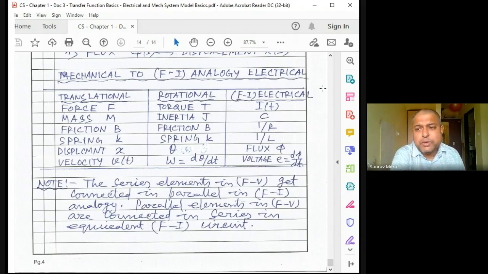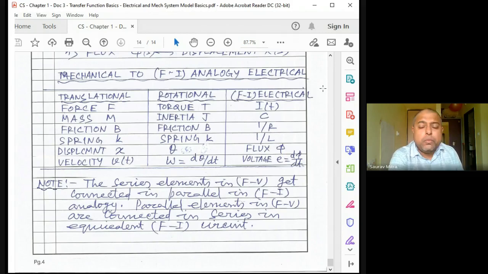Now the last thing, 2 minutes, why do we need to convert mechanical system into electrical system? And all the systems are second order system. Because in mechanical circuit system, we are finding there are two energy storing elements, mass and spring. Okay, friction does not store energy. Mass and spring, they store energy. Electrical, we are finding inductor and capacitor, they store energy.